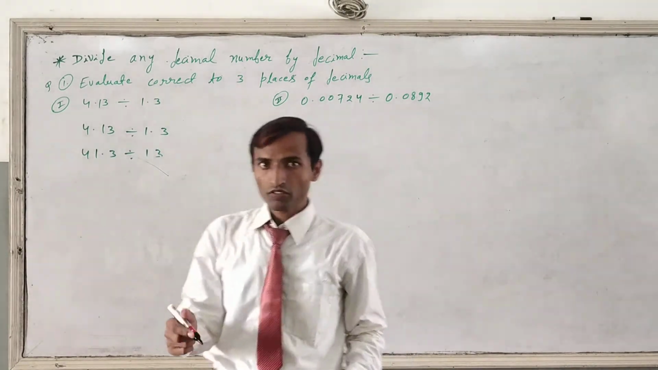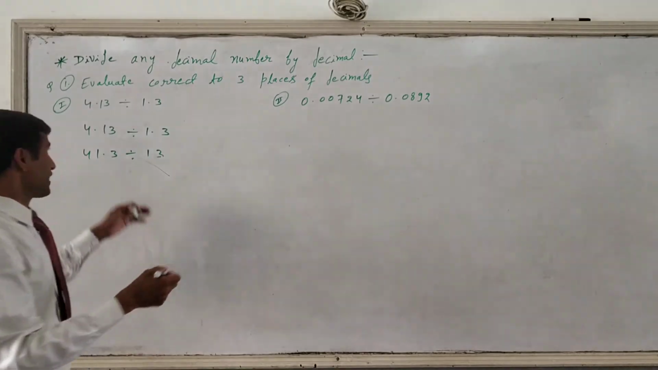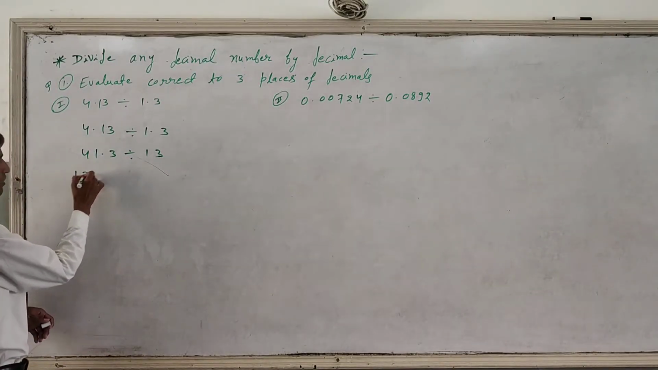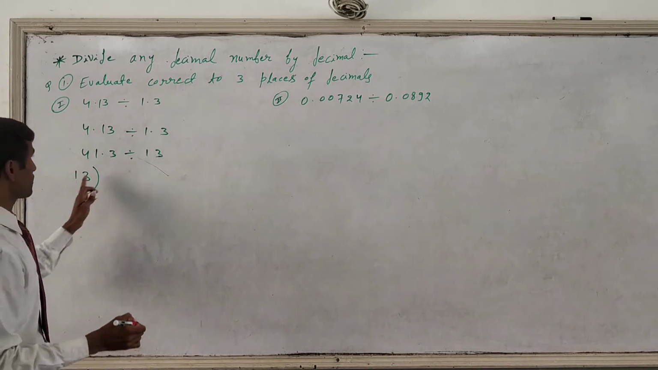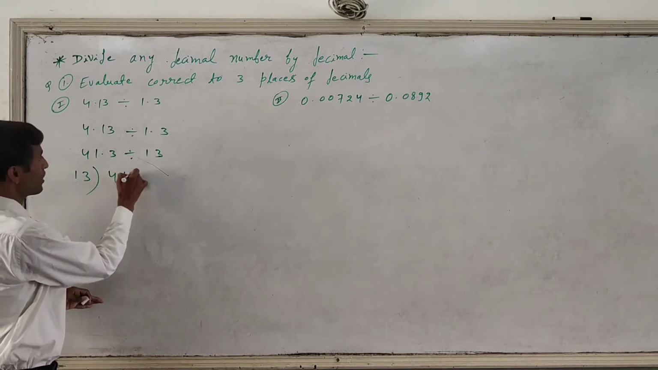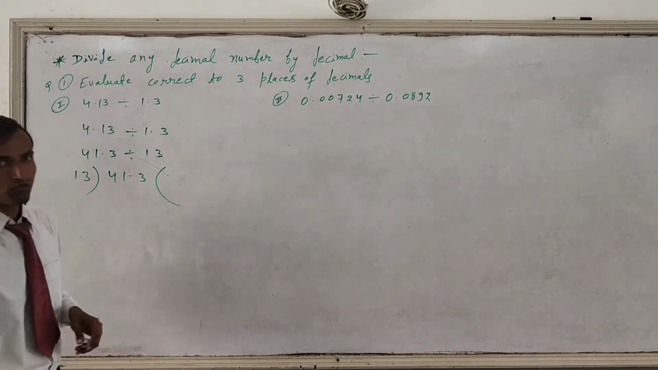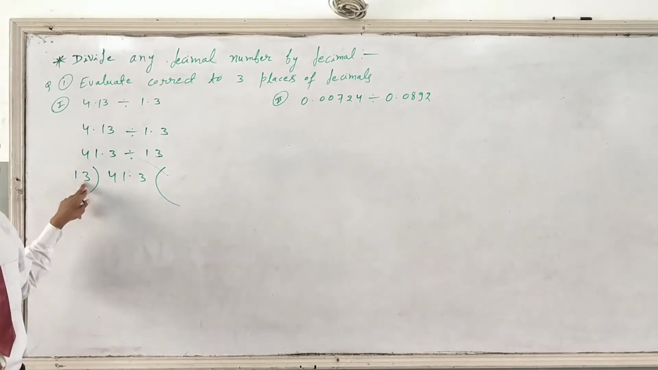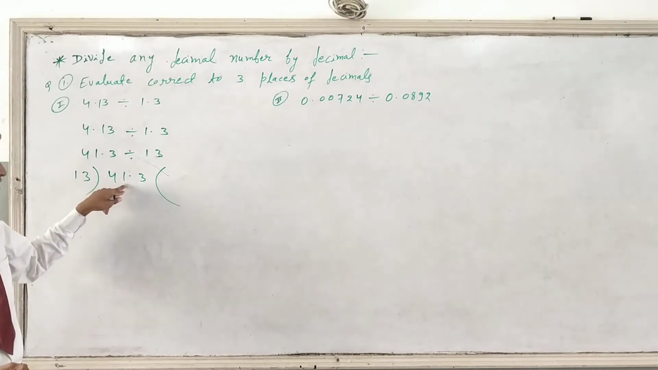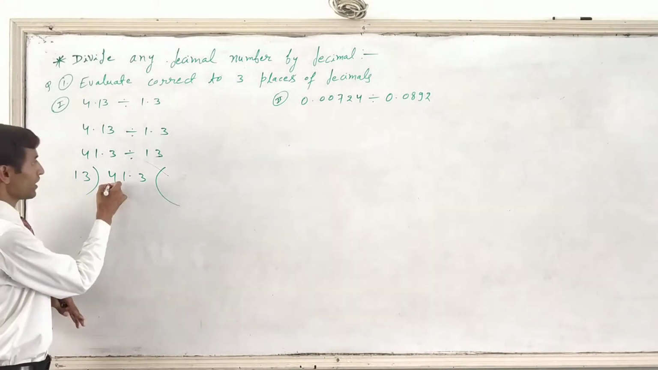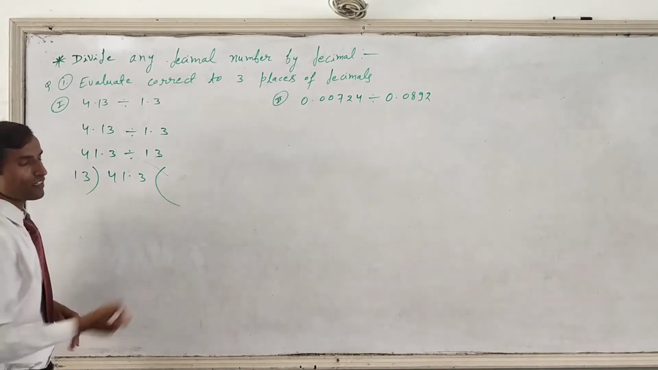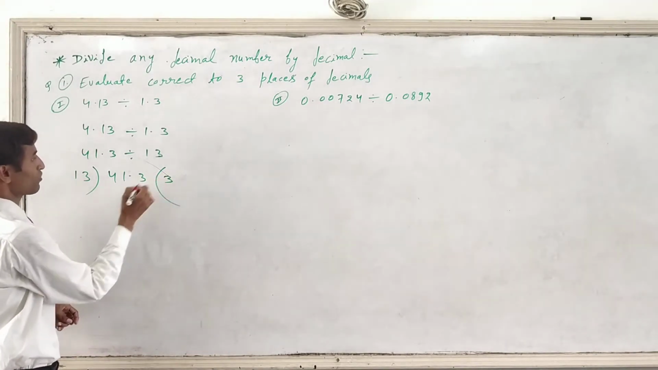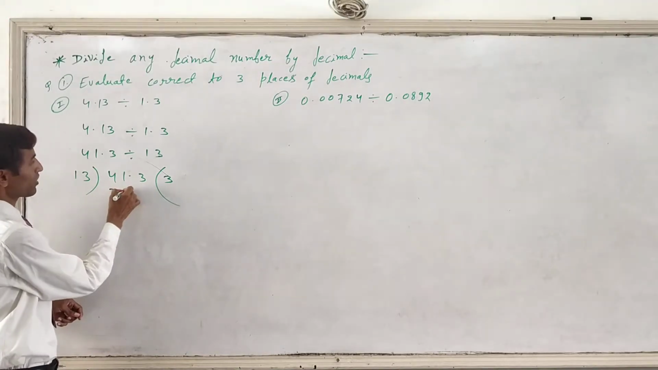We already know how to divide a decimal by a whole number, and according to that we have to divide here also. So 13 is the divisor and we have to divide 41.3. The same process we have to follow here also. Just see, the divisor is 13 and the dividend is 41.3. Here we have 41, so we can easily divide. 13 times 3 is 39.